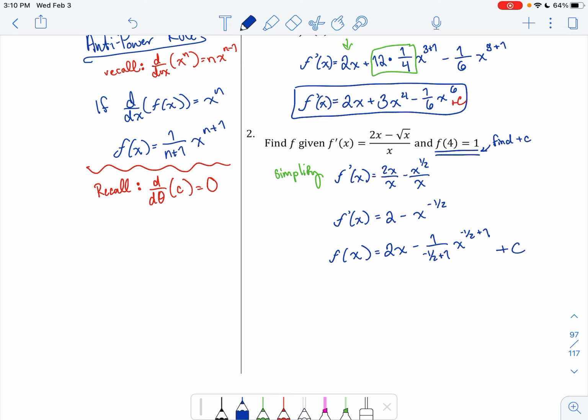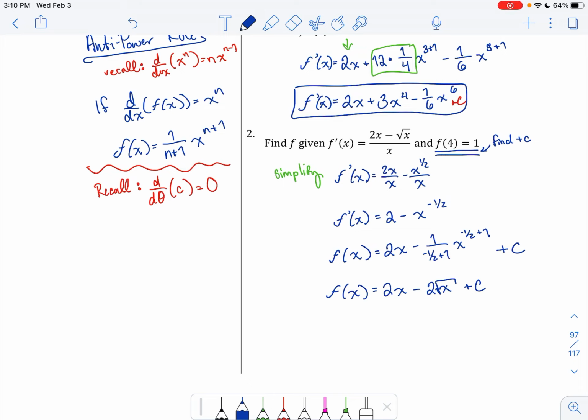And then we are going to say, all right, well, we're going to find that plus c. So I'm going to put that on there. And I'm going to simplify before I solve for it. I'm going to say this is 2x minus 1 over negative a half plus 1 is 1 over 1/2, which is 2. And this becomes x to the 1/2, so this is just root x plus c.